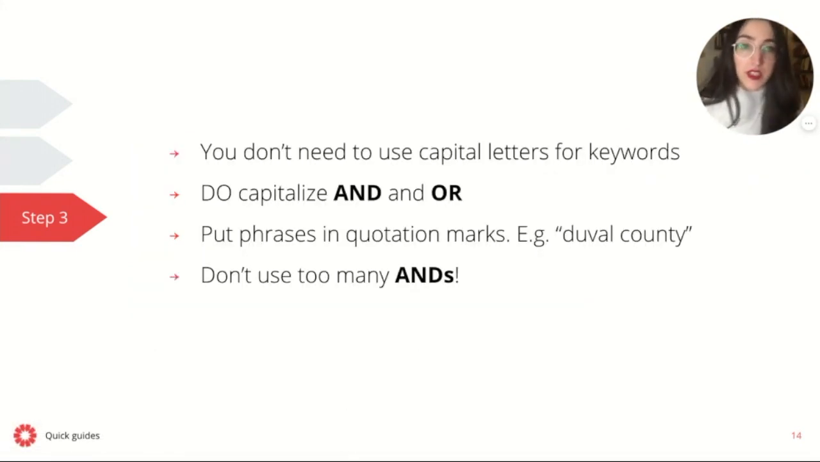Here's some general reminders. Firstly, you don't need to use capital letters for keywords. You do need to capitalize AND and OR. Also, put phrases in quotation marks. So if you want to say something like Duval County, that's more than one word, put quotes around it. Finally, make sure you don't use too many ANDs. That's going to really limit the results that Twitter gives you.